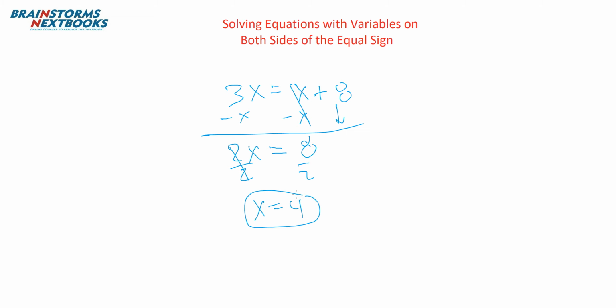Cool? So the first step is to just not be okay with having variables on both sides. Move them to one side. And most of the time, I'll probably be moving them to the left, but I'm sure some examples will come up where we'll want to move them to the right. So let's check them out.